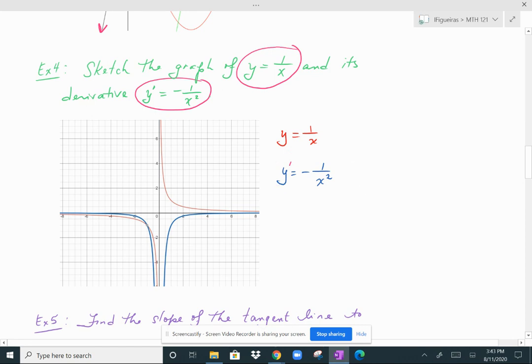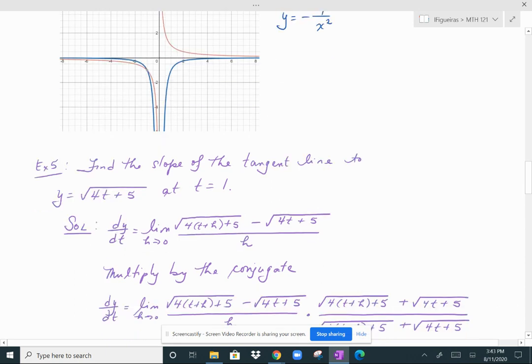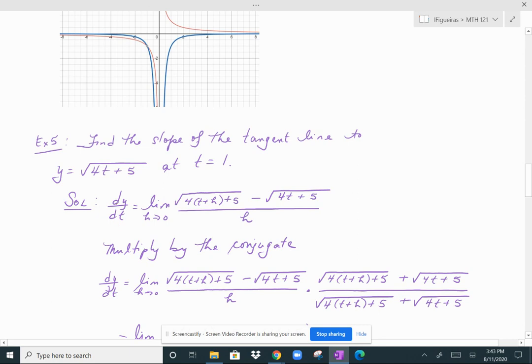All right, so here we want to find the slope of the tangent line to this square root function, and this is to practice a little bit more of the definition of the derivative using different types of functions. So here, dy/dt is another way of saying y prime or f prime. This is the definition of the derivative. You replace your t with t plus h, and then minus f of t or y, which is square root 4t plus 5, all over h.